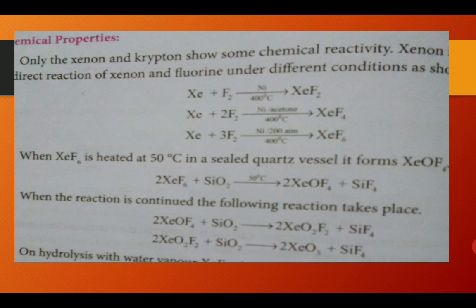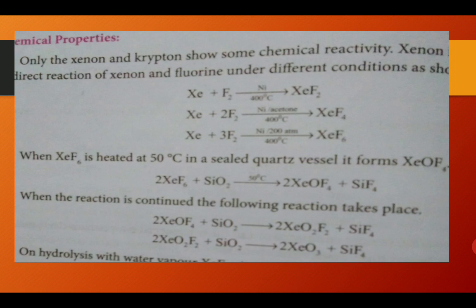See the first equation, Xe plus F2 in the presence of nickel at 400 degrees Celsius, XeF2 is formed. Similarly, xenon plus 2F2, nickel plus acetone, the same 400 degrees Celsius, you get XeF4. The next one, 200 atmospheric pressure, we get XeF6. So these are all the different experimental conditions where we will be getting different products, but the reactants are same.